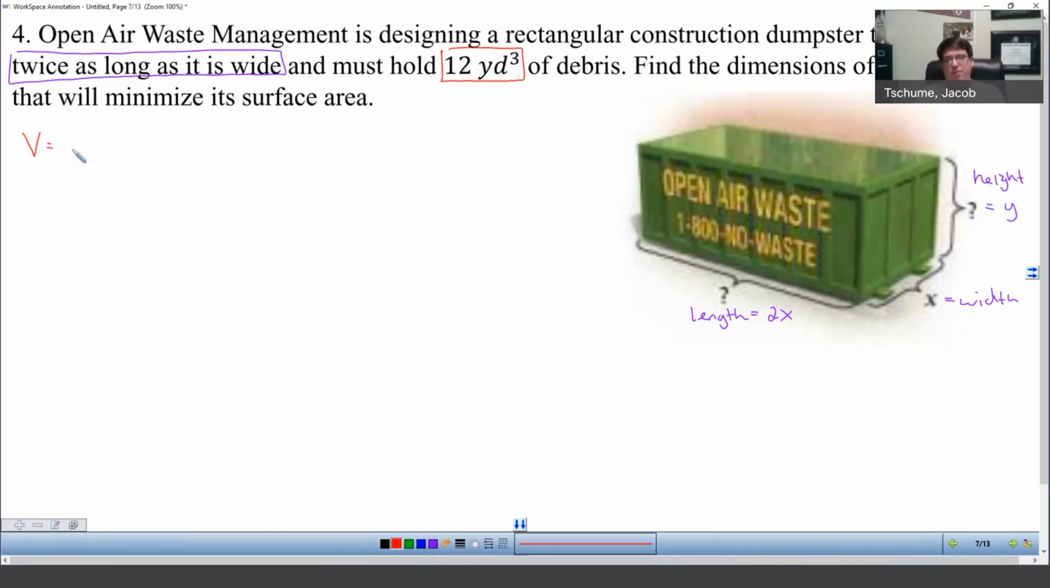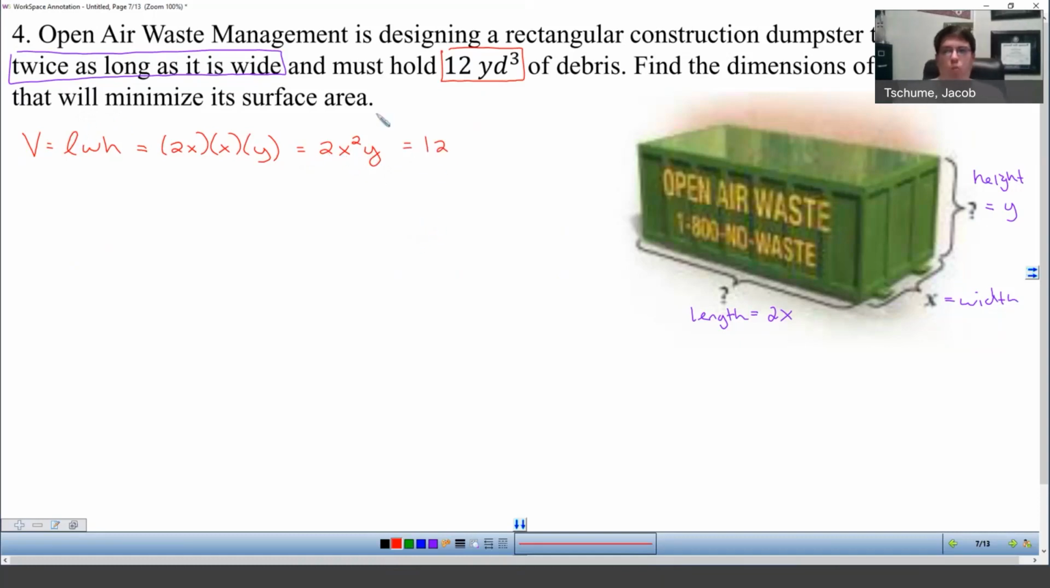So from a geometry or maybe even an algebra class, you probably remember that the volume of this kind of shape is your length times your width times your height. Since I know what length, width, and height are, I can plug those in. This would be 2x times x times y, which simplified gives me 2x squared times y. That is my formula for the volume of this. But remember, I know the volume equals 12, so therefore 2x squared y has to equal 12.